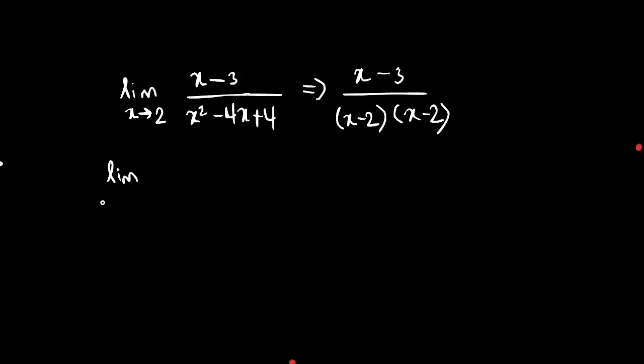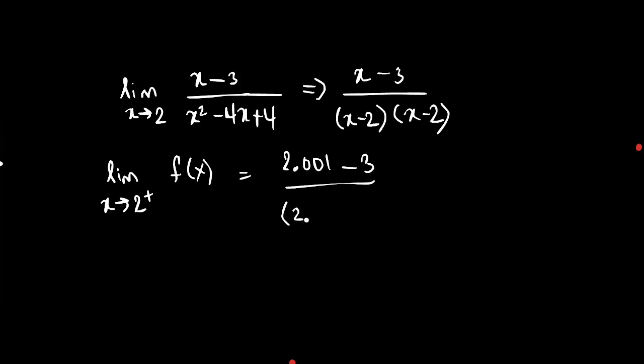So let's start by evaluating the right-handed limit. Say the limit as x approaches 2 from the right of this function f of x. We're going to do what we just did. We're going to plug in a number, since we're approaching from the right, that is slightly greater than 2. So that would be 2.001 minus 3 divided by 2.001 minus 2 squared. The only reason I did this is, again, x minus 2 times x minus 2 can be written as x minus 2 whole squared. If these were different factors, then we would substitute the value 2.001 for as many x's as we have. We're just doing it in this case because it is the same factor.